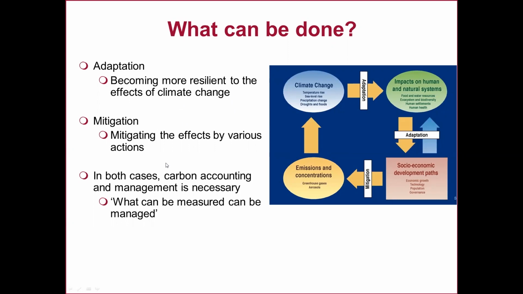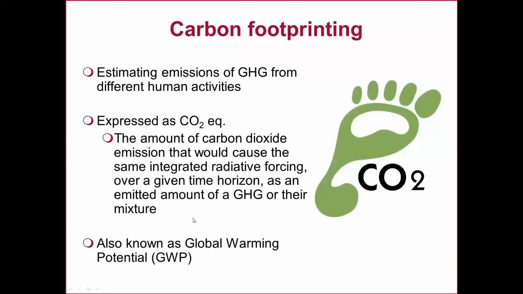But at the same time, if we still continue to emit at the current pattern, then we will be making this adaptation even worse. So in that sense, we would have to focus on reducing those emissions. But for both cases, it's also important that we do carbon accounting and management, because once we start measuring, then we know we can manage it, focusing on where the options are and how those can be reduced.